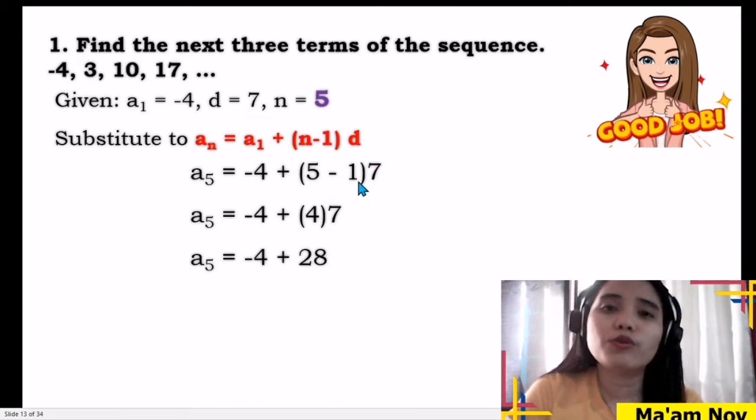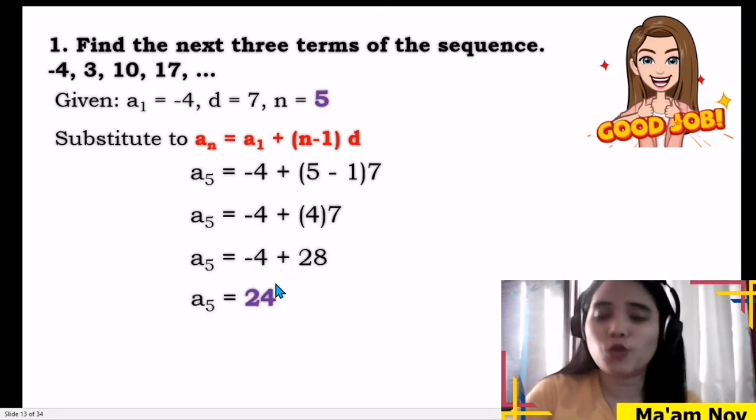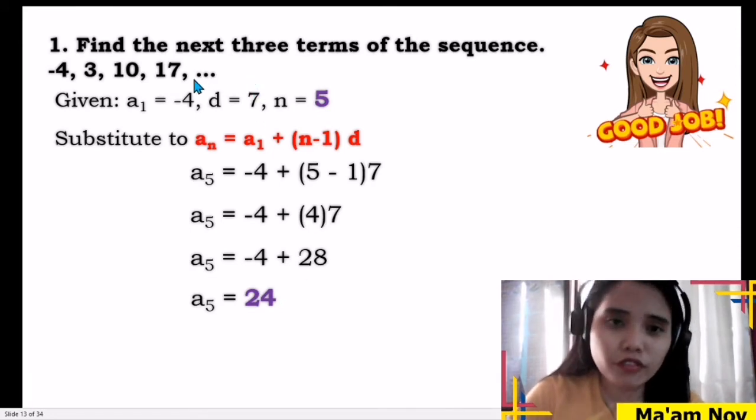So, using a PEMDAS rule, operate muna natin yung nasa loob ng parenthesis. So, 5 minus 1 is 4. Times 7 is 28. Tsaka natin i-add plus negative 4. So, our 5th term is 24. So, may 5th term na tayo.